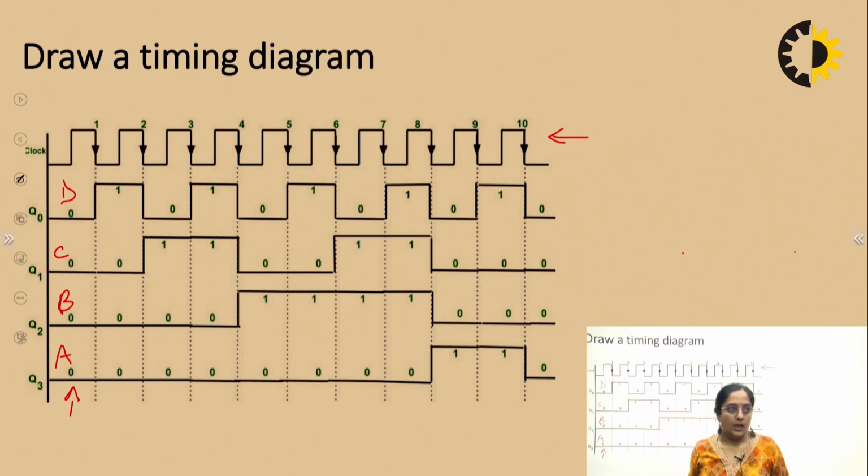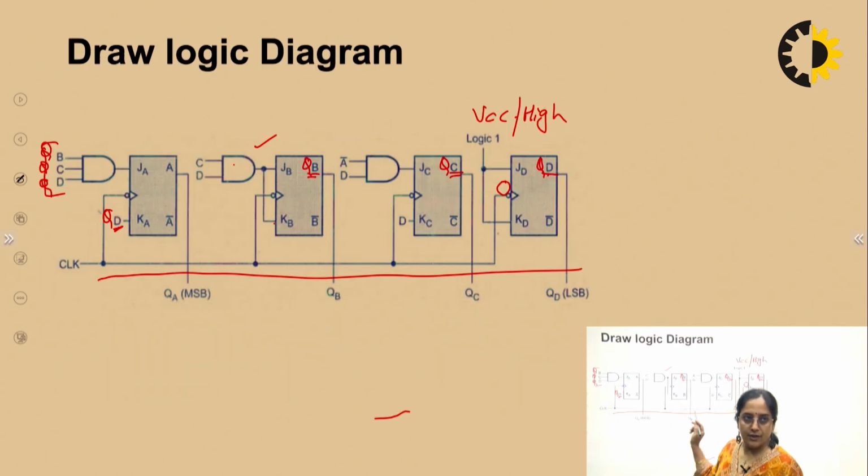As I told, the D flip-flop will toggle for each clock. So this will be the first clock, negative edge. It will toggle from 0 to 1. For the second clock, it will go from 1 to 0. Third, 0 to 1, then 1 to 0. So it will toggle for each clock pulse. In case of the C flip-flop, C will depend on the value of A bar and D. A bar will be 1 because A is 0. So D is changing, and depending on D, JC will toggle.